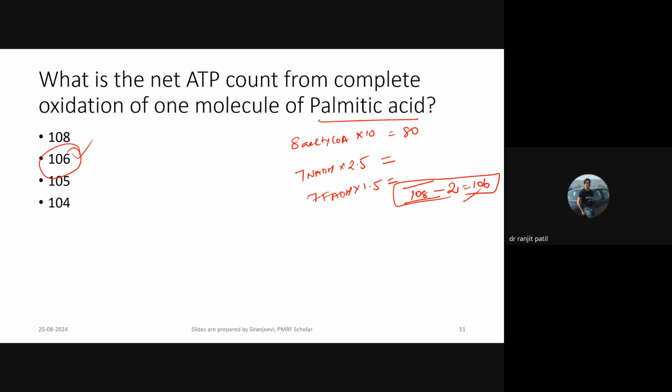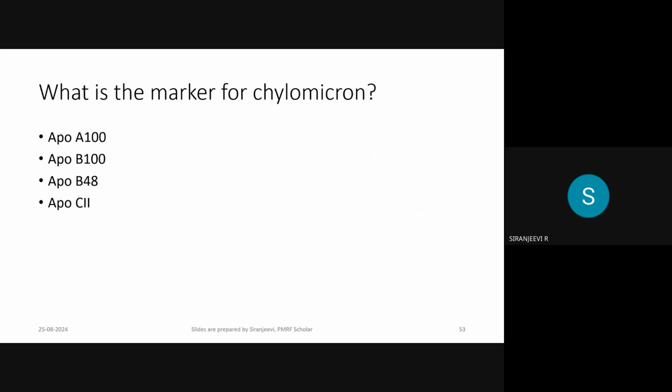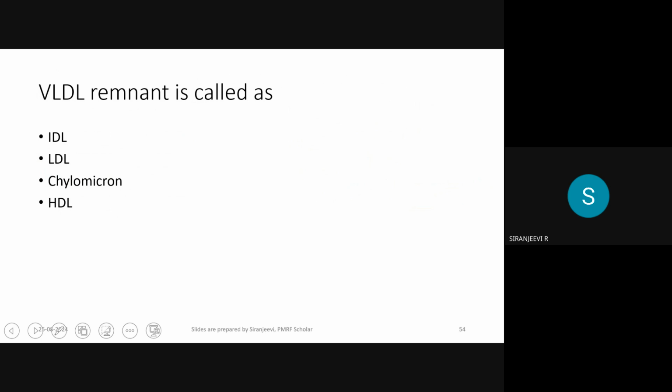Second one: carnitine is formed from which two amino acids? Lysine and methionine. And what is the marker for chylomicron? B48. B100 is the marker for VLDL and LDL. VLDL remnant is called IDL.